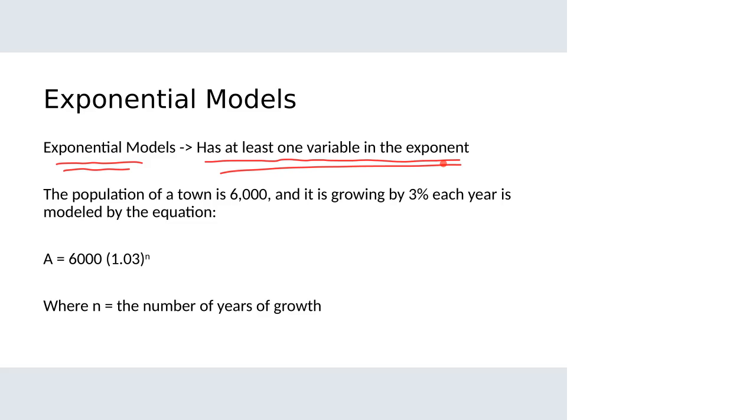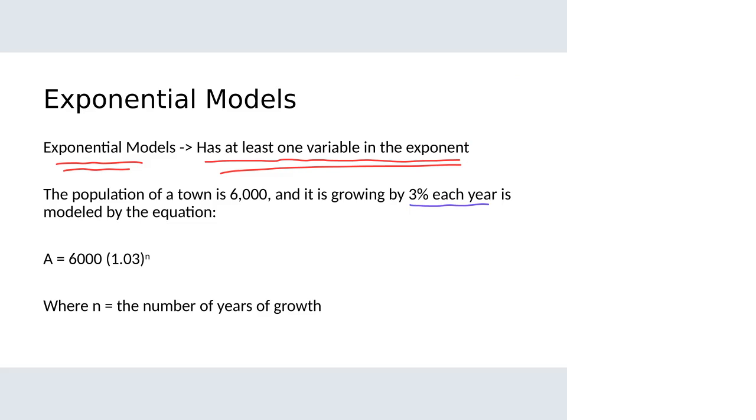The population of a town is 6,000 people, and it's growing by 3% each year. That population growth is modeled by this equation right here. I want to talk about that a little bit. So the population is 6,000 and it grows by 3% every year.